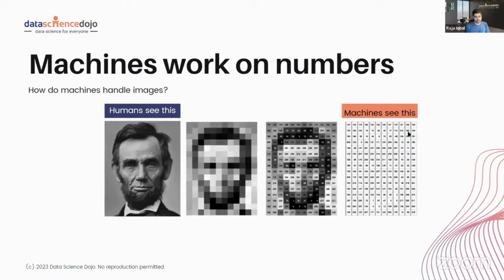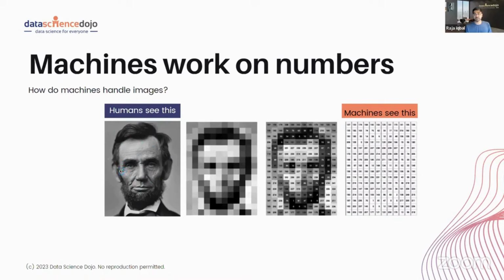So first of all, when I look at this image, as a human, I can recognize this as Abraham Lincoln. But how do machines actually? When we talk about models like DALL-E, Stable Diffusion models, and Midjourney and all of that, how do computers work?